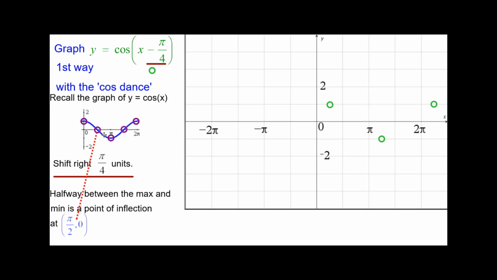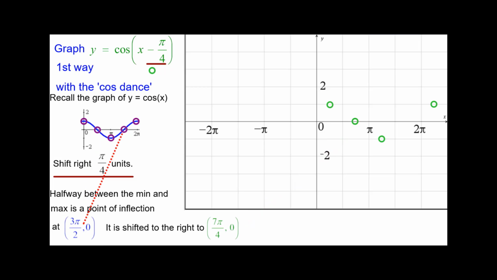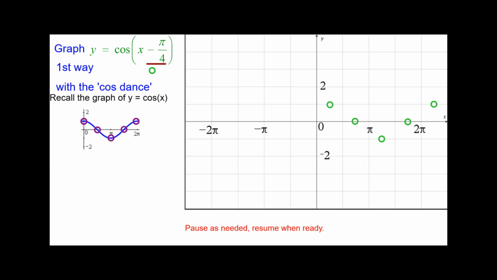Halfway between the max and the min is our first point of inflection, normally at pi over 2, comma 0, but again, shifting to the right. 2 pi over 4 plus 1 more pi over 4 is 3 pi over 4, comma 0. So there's our point of inflection. You can see it's halfway between, and the next one's going to be halfway between, but let's look at it numerically. 3 pi over 2, add pi over 4, so that would be 6/4 pi plus 1/4 makes 7/4 pi, comma 0, point of inflection. Pause as needed to get caught up here.